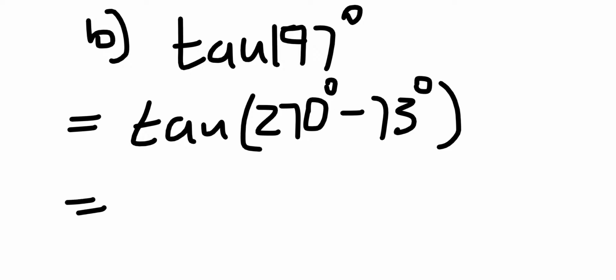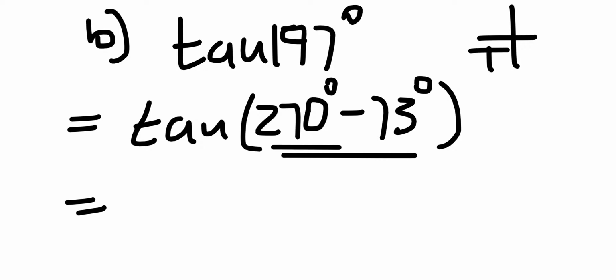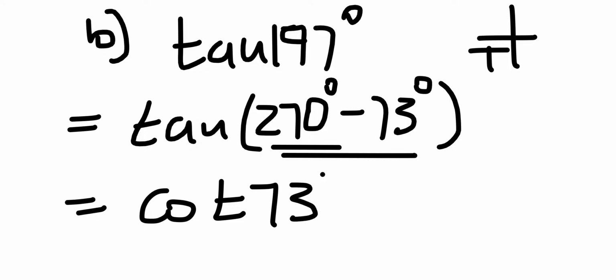Then from there, you just need to remember that if it is tan that you are given, it changes to cot. So, this thing falls in which quadrant? It falls in quadrant 3, and in quadrant 3, tan is positive, but because it's 270, that tan has to change to cot. Then it becomes cot of 73 degrees.